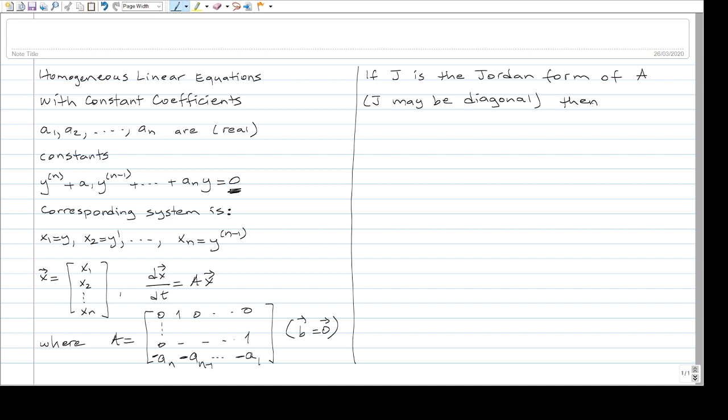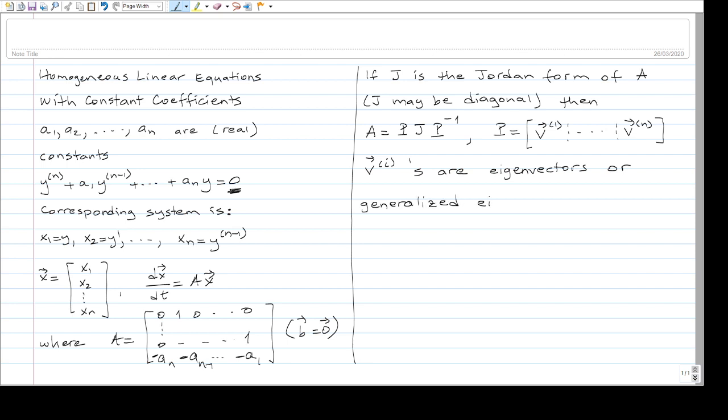Then this means, remember, we can write the matrix A as some matrix P times the matrix J times P inverse. And remember how we obtain the matrix P. It has columns V1 up to Vn, where the columns Vi are eigenvectors, or generalized eigenvectors in case of repeated eigenvalue, generalized eigenvectors of A.